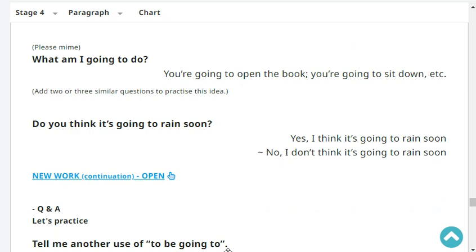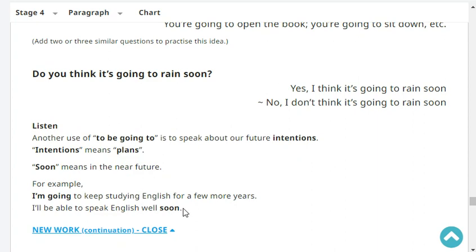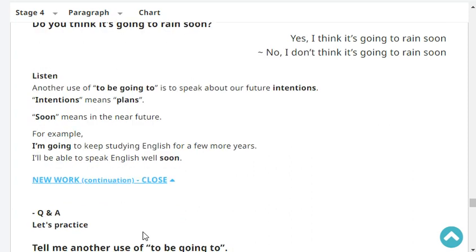Very good, very fast. Let's continue with new work. Okay, listen. Another use of to be going to is to speak about our future intentions. The word intention means plans, our plan to do. The word soon means in the near future. For example, I'm going to keep studying English for a few more years. I'll be able to speak English well soon.